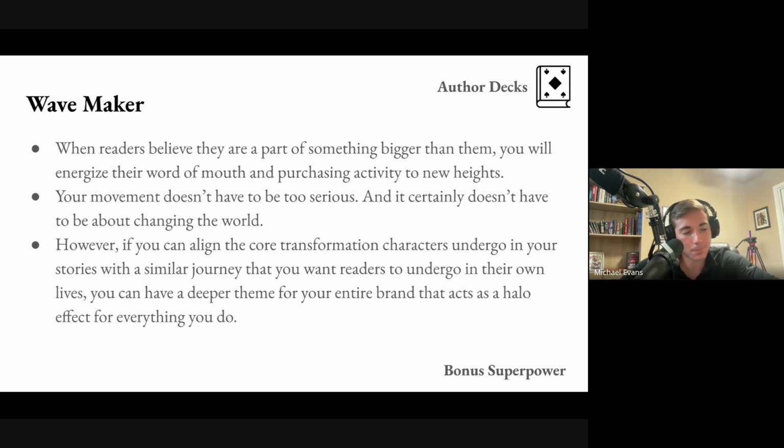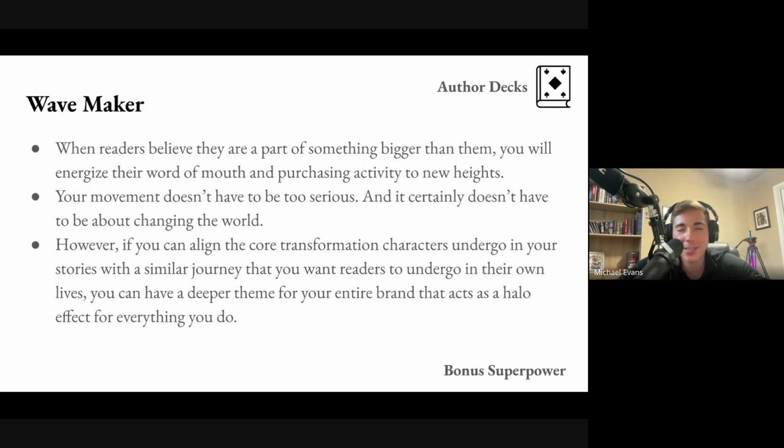But when readers believe they are part of something bigger than them, you will energize their word of mouth and purchasing activities to new heights. That's why I call it wave maker. You're making things happen. People want to ride something, be a part of something. A wave is bigger than them, quite literally.